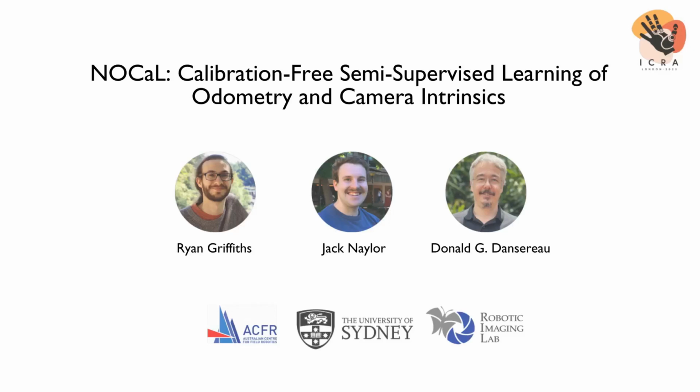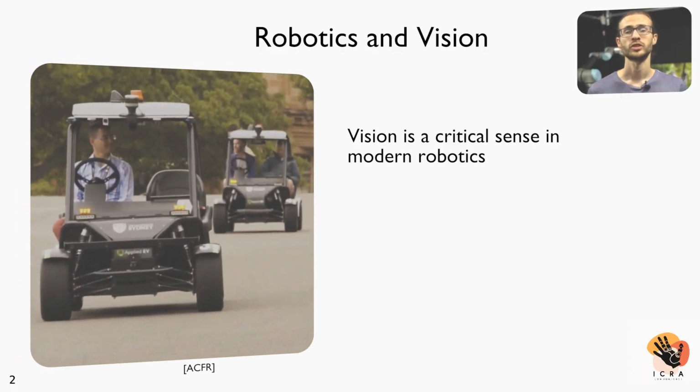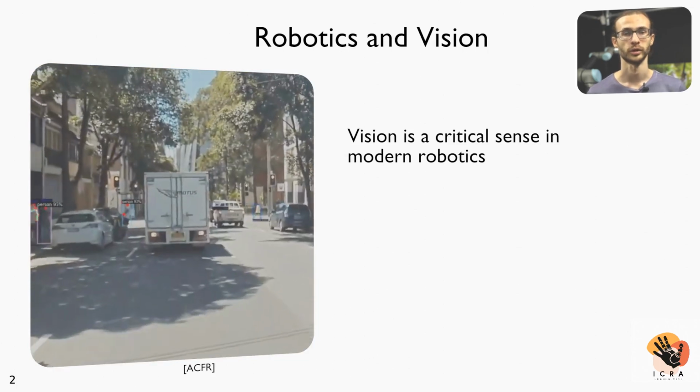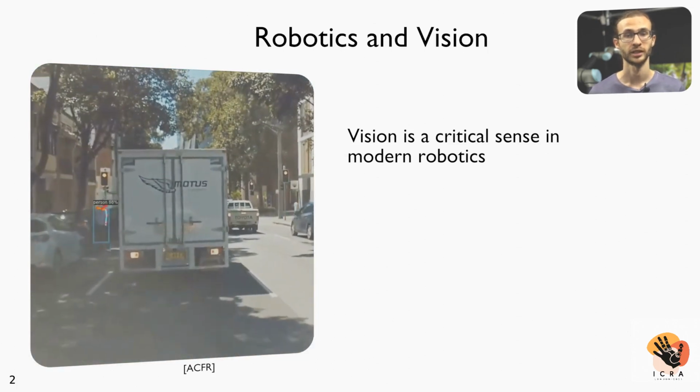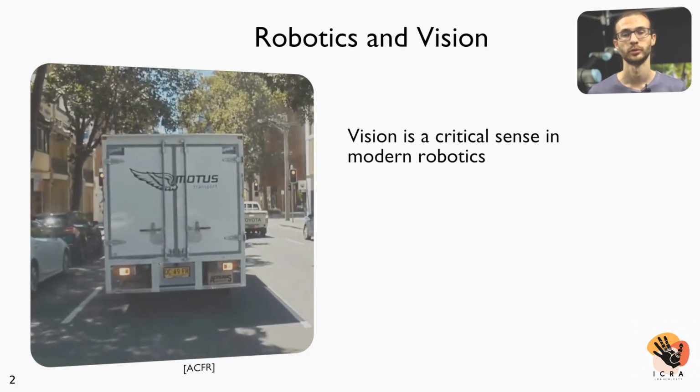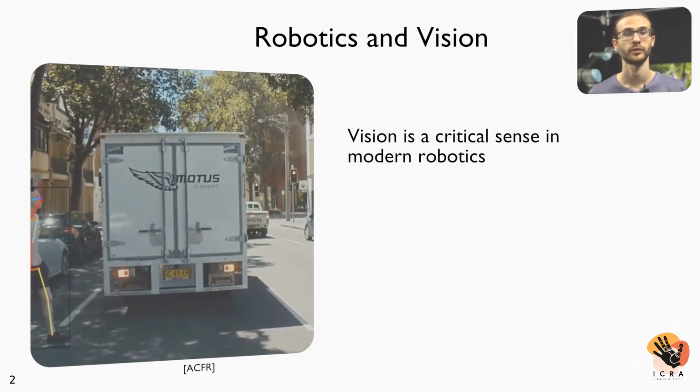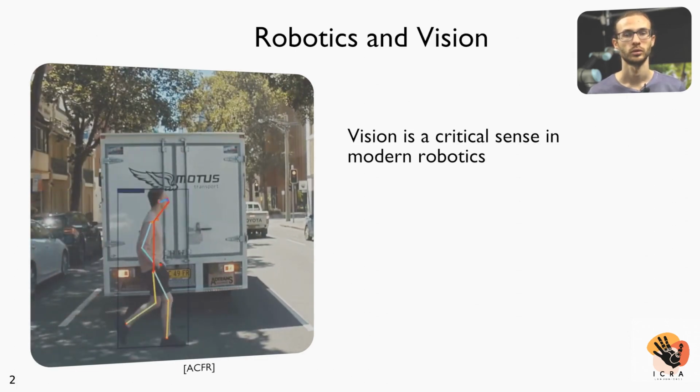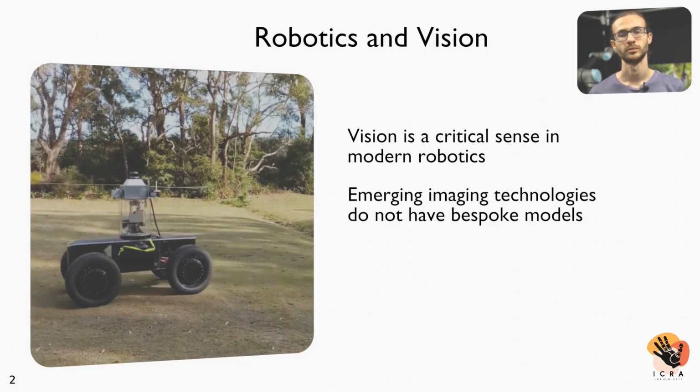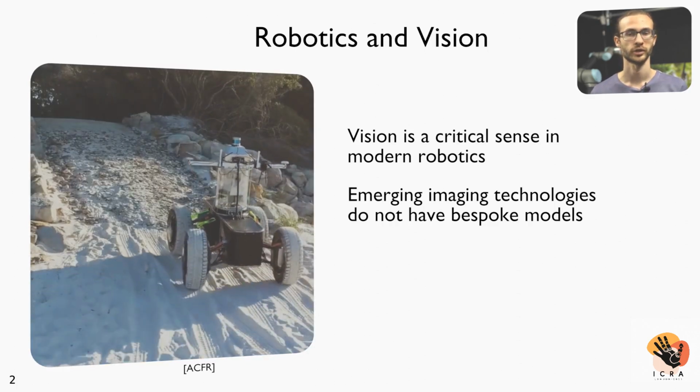We present NOCaL, work where we perform calibration-free semi-supervised learning of odometry and camera intrinsics. So vision has become a critical sense in modern robotics. Enormous advancements have been made in recent years to better utilize cameras for almost every task a robotic platform might be asked to do. There are a multitude of emerging imaging technologies that could benefit robotics.